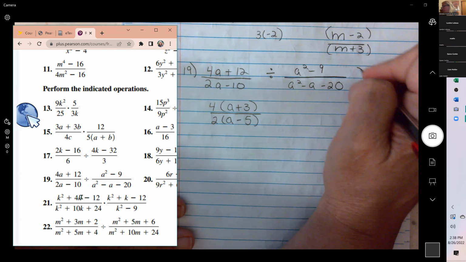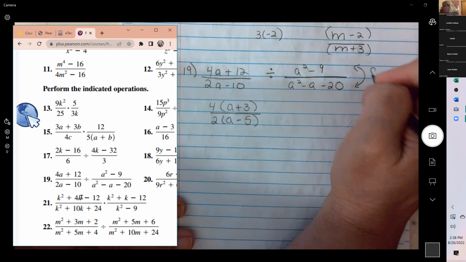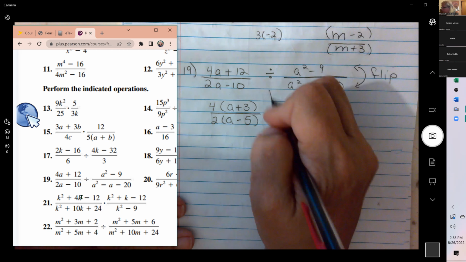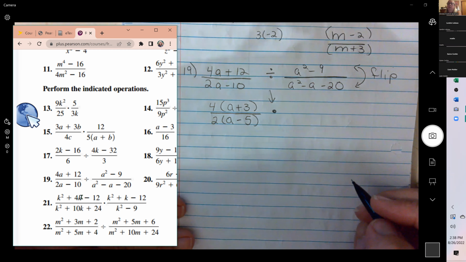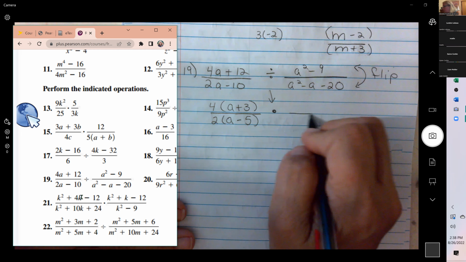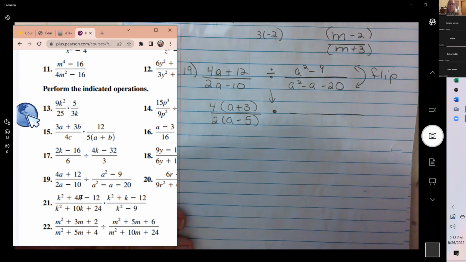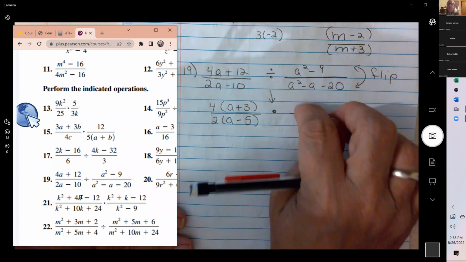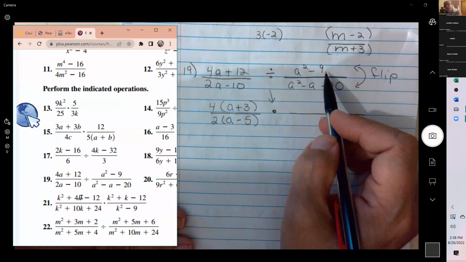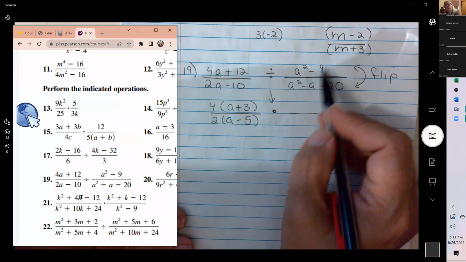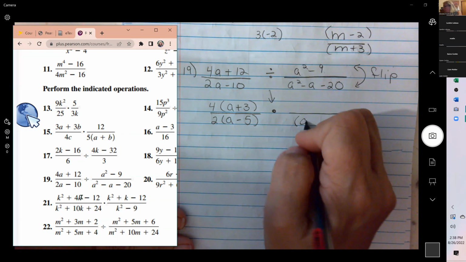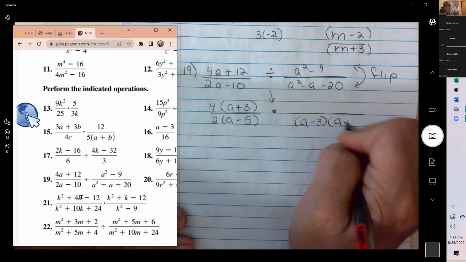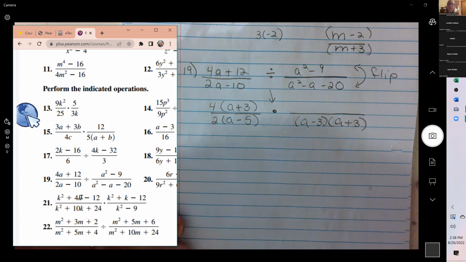Now I'm going to flip this, which makes this a multiplication. I'm going to factor at the same time. So we can make this division a multiplication by flipping this. Now looking at this first one, it's a difference of squares, a squared minus 3 squared. A minus 3, a plus 3. Any questions so far?